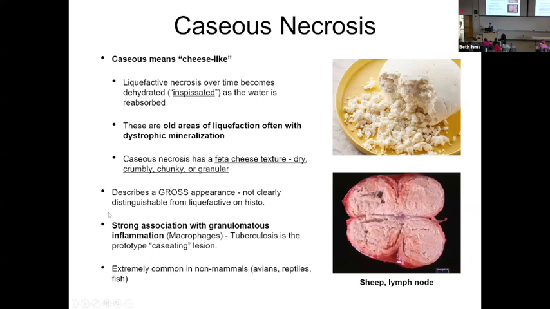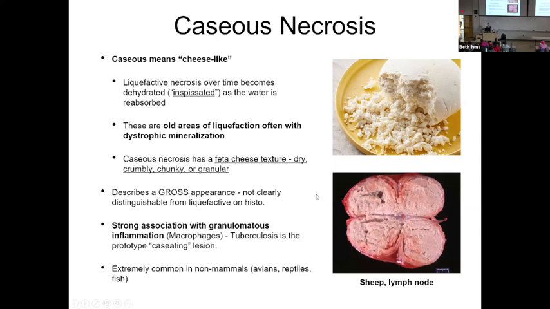This type of necrosis is strongly associated with granulomatous inflammation. Don't worry about that too much yet. That's a week 5 thing. That's chronic inflammation. So when you think of tuberculosis in humans or cows or anybody else, TB is the prototype for a caseating lesion. If you think of what that looks like, the jawbreaker with crumbly feta cheese inside.